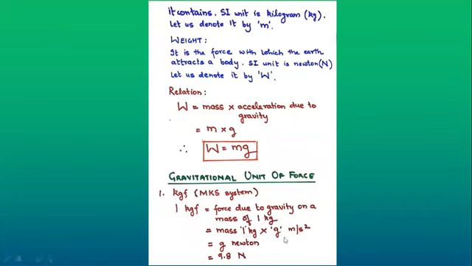g is the acceleration due to gravity, and the value of g is 9.8. So we substitute the value of g here. Kg meter per second square is written as Newton. So 1 kgf is equal to 9.8 Newton.